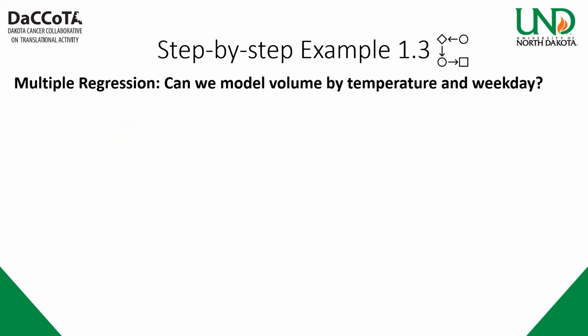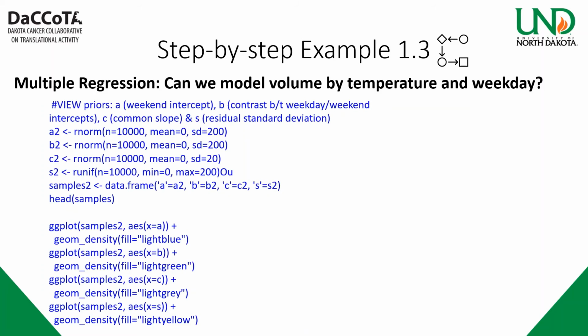Okay, let's change tack a bit and beef up our regression into multiple regression. Can we model volume by temperature and weekday? So we're going to have to view a few more priors here. So what we're going to need here is, a weekday is going to be a categorical. So we're going to need an A, which is weekend intercept, B, a contrast between weekday and weekend intercepts, C, a common slope, and an S, residual standard deviation.